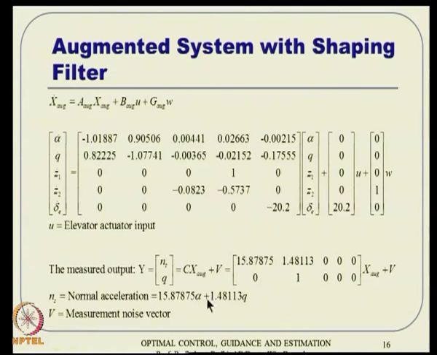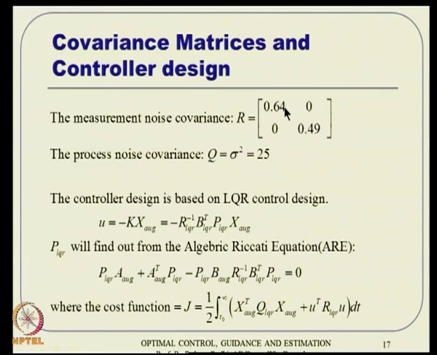Using these numbers now, I also strongly suggest that you repeat this exercise yourself. Do your own MATLAB coding or coding through Simulink or whatever it is, and generate the results this way. This will give you a lot of confidence. So nz is given like this. Then the measurement noise covariance R is designed this way, and Q is sigma square, say 25. All right, so the controller design is based on LQR control design obviously.